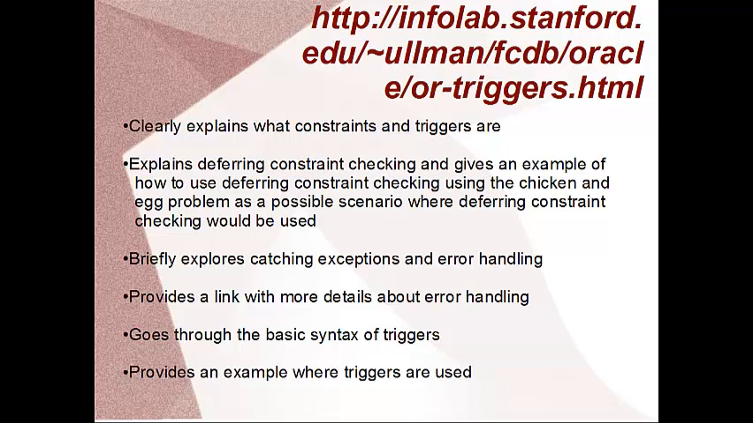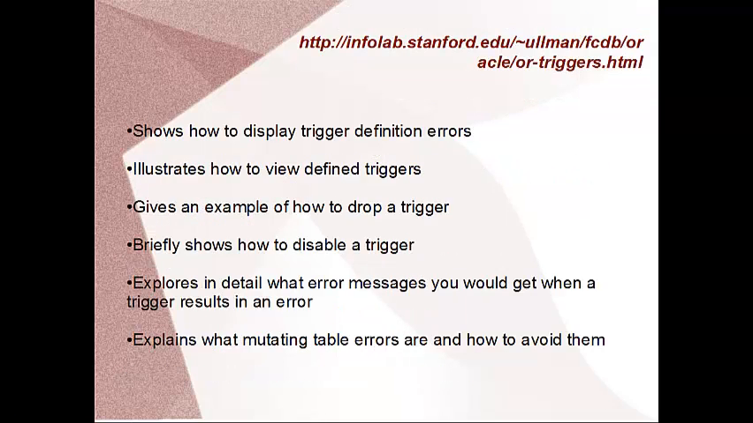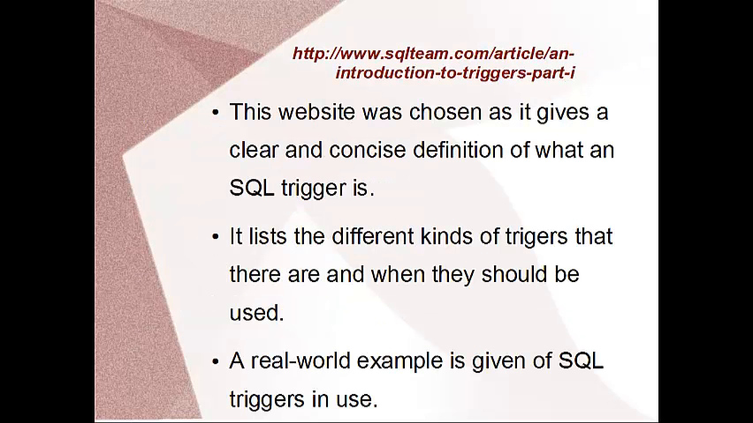It briefly explores catching exceptions in error handling, provides a link with more details about error handling, goes through the basic syntax of triggers, provides an example where triggers are used, shows how to display trigger definition errors, illustrates how to view defined triggers, gives an example of how to drop a trigger, briefly shows how to disable a trigger, explores in detail what error messages you would get when a trigger results in an error, and it explains what mutating table errors are and how to avoid them.